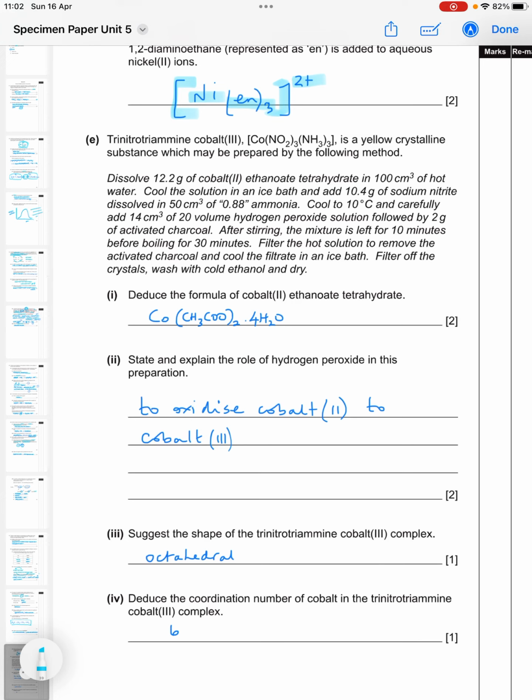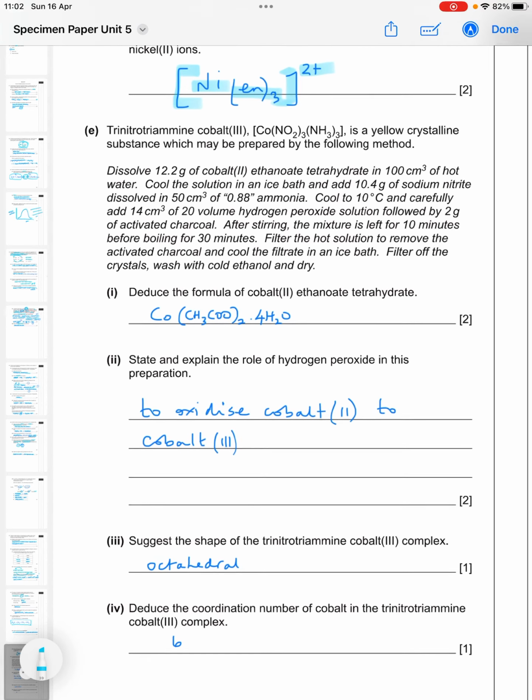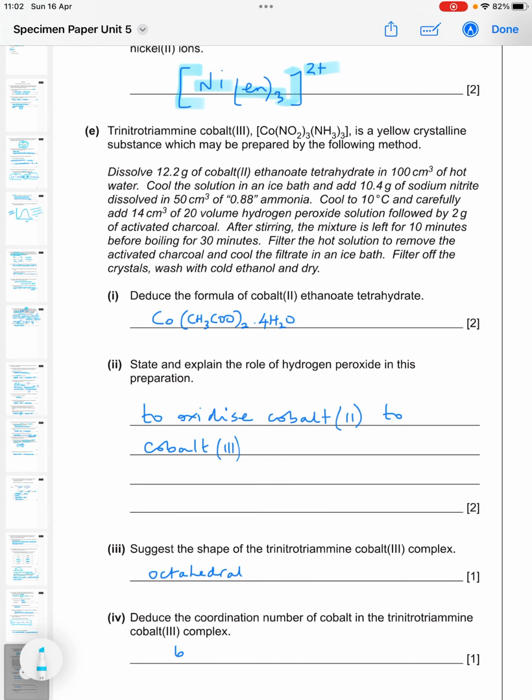Next, trinitrotriamine cobalt 3, which is Co(NO2)3(NH3)3, is a yellow crystalline substance which may be prepared by the following method. Dissolve 12.2 grams of cobalt ethanoate tetrahydrate in 100 cubic centimeters of hot water, cool the solution in an ice bath, and add 10.4 grams of sodium nitrite dissolved in 50 cubic centimeters of 0.88 ammonia. Cool to 10 degrees, carefully add 14 cubic centimeters of 20 volume hydrogen peroxide solution, followed by 2 grams of activated charcoal. After stirring, the mixture is left for 10 minutes before boiling for 30 minutes. Filter the hot solution to remove the activated charcoal and cool the filtrate in an ice bath. Filter off the crystals, wash with cold ethanol and dry.